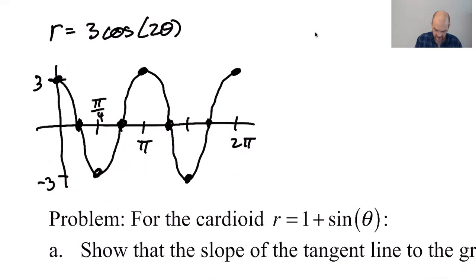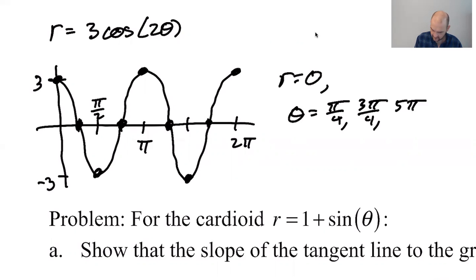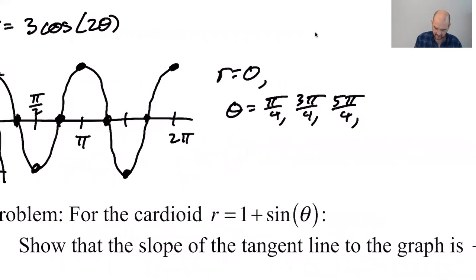All right, so what do we got here? Pi over, that's not even right. This is pi over 2. So pi over 4. So when r is 0, we get theta equals pi over 4, 2 pi over 4, 3 pi over 4, 4 pi over 4, 5 pi over 4, 6 pi over 4, 7 pi over 4.